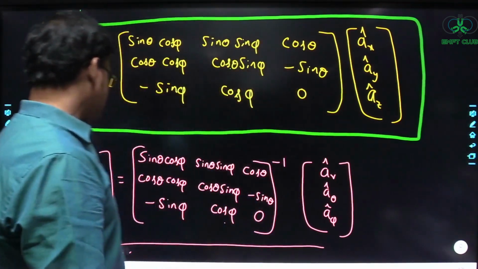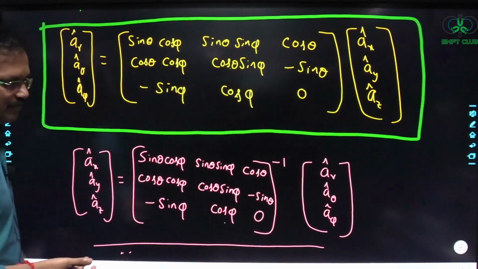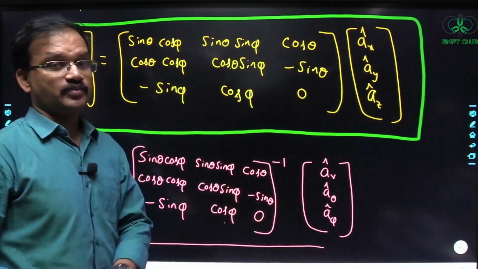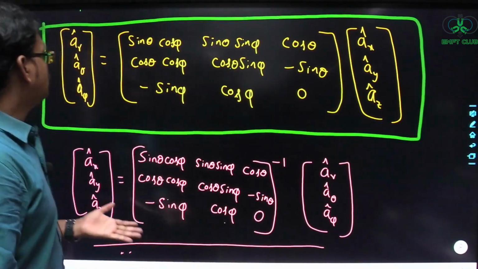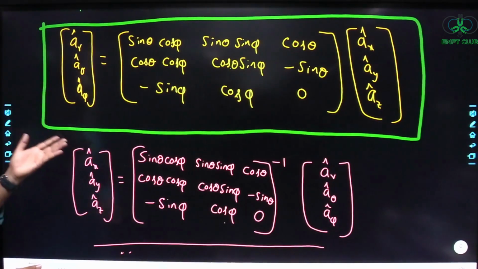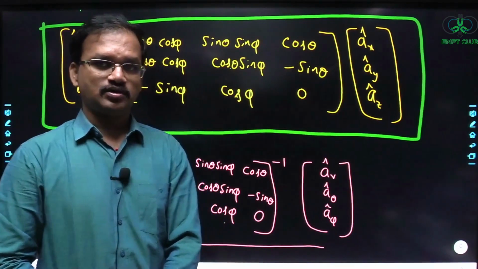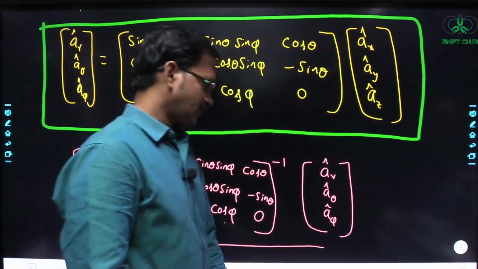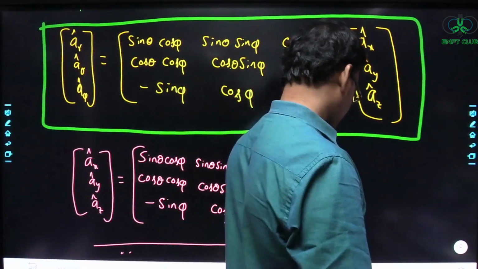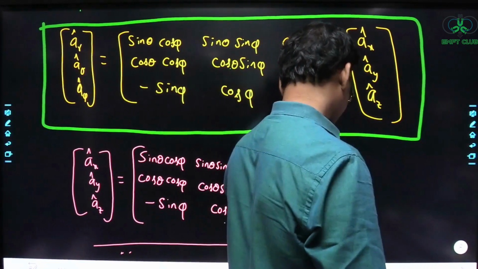So you can represent a_x cap, a_y cap, a_z cap in terms of a_r cap, a_theta cap and a_phi cap, or you can express a_r cap, a_theta cap, a_phi cap in terms of a_x cap, a_y cap and a_z cap. So I hope it is crystal clear.